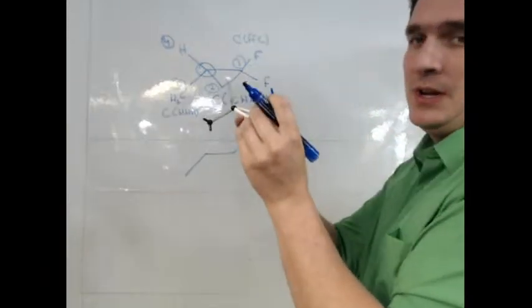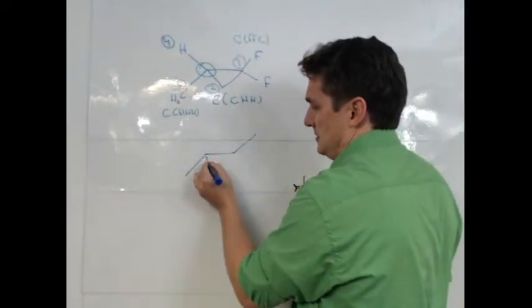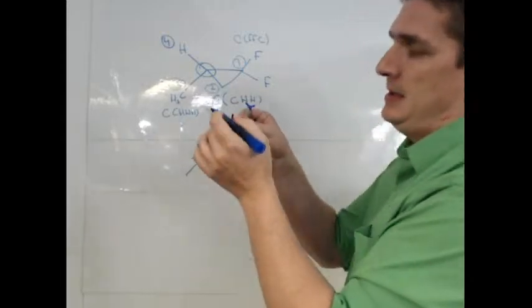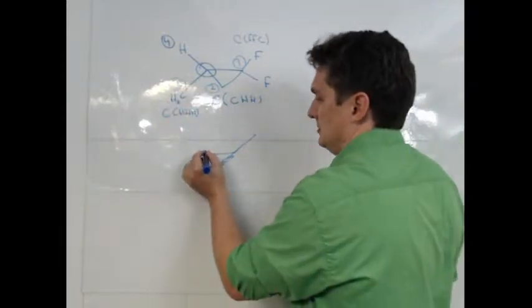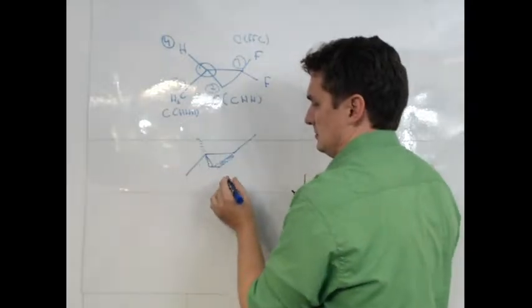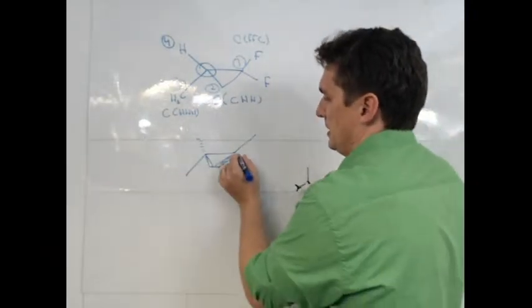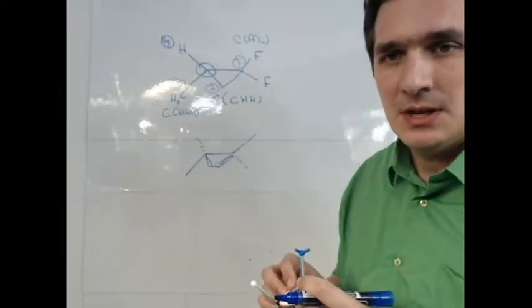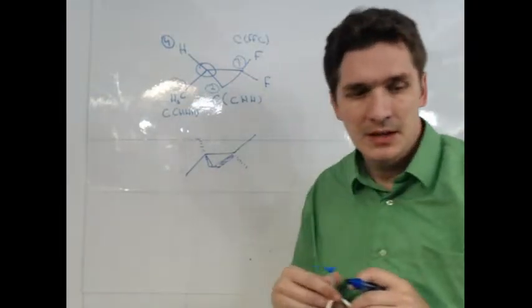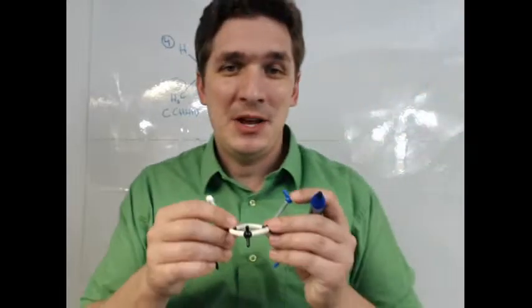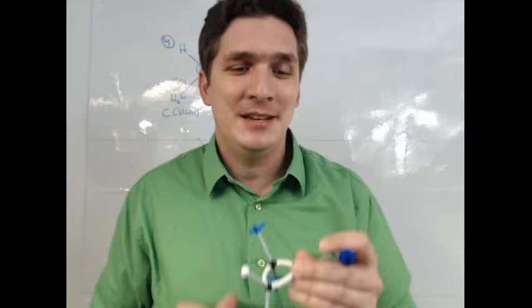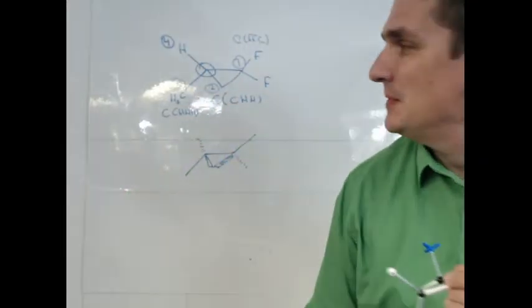Now if we look at it, we've got the plane coming out at us, and the hydrogen going back, and the fluorine going back. No, I drew this wrong. Oh, I see the issue it's giving you. Okay. So the problem here is that we have a frustrated ring. So what happens with the ring, if we actually look at it, we don't have anything in plane. That's the issue it's giving you.